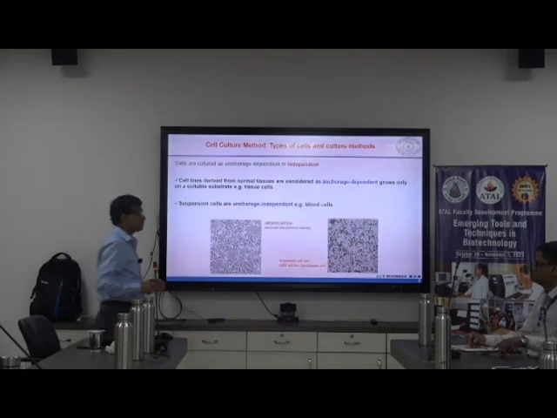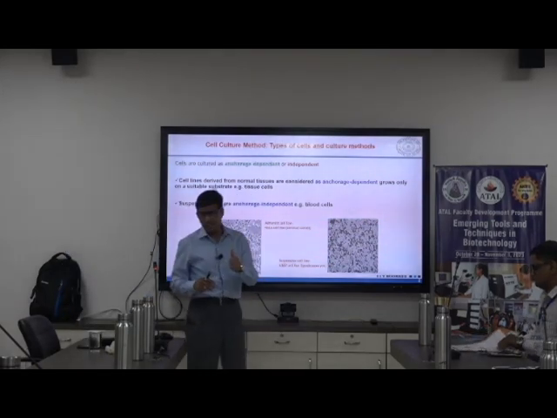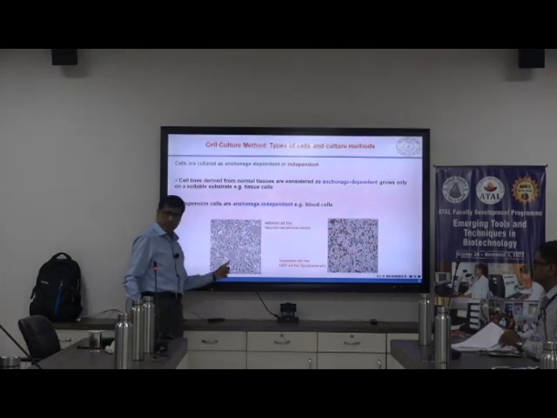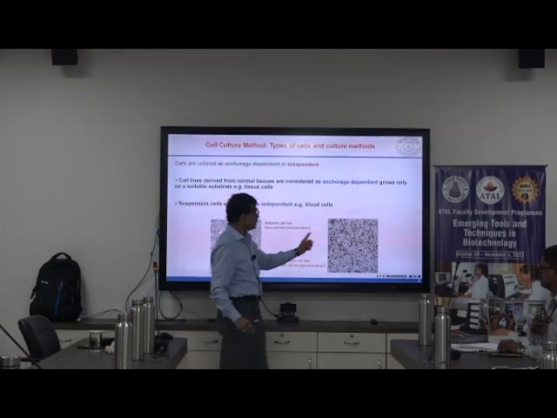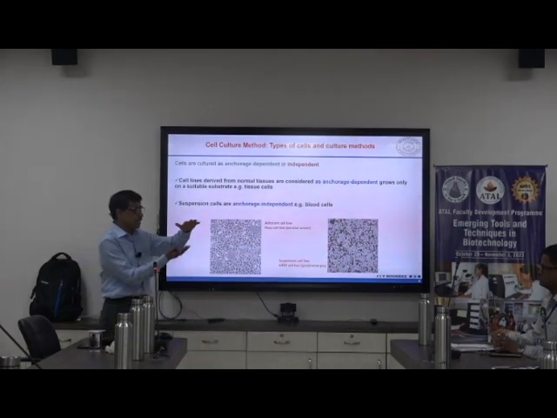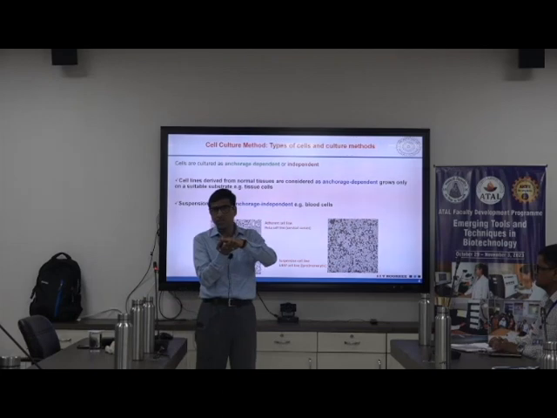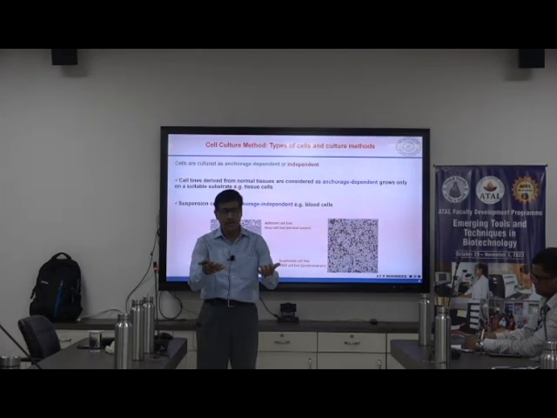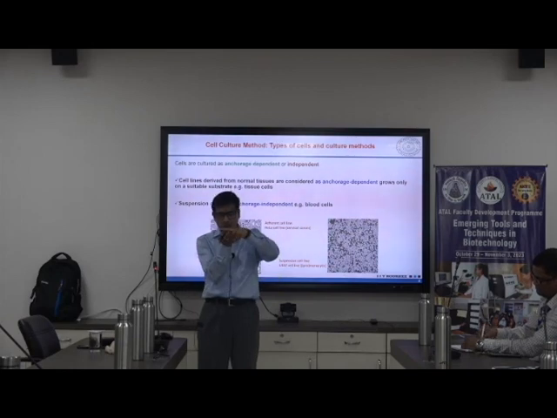Now, cells are cultured in two different conditions. One type of cells are known as adherent cells, and the other as suspension cells. What is the difference between these? Adherent cells means they will adhere to some matrix surface, like a tissue culture plate. If I take stem cells and try to grow them in tissue culture plates, you will find the cells will attach to the matrix surface or the culture plate surface, and they will have a distinct shape.